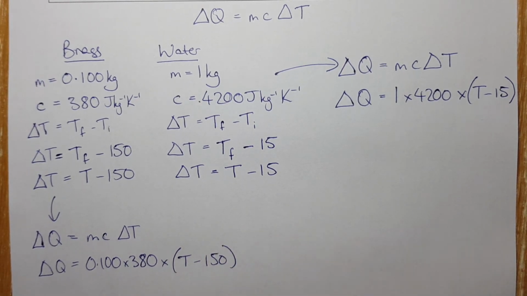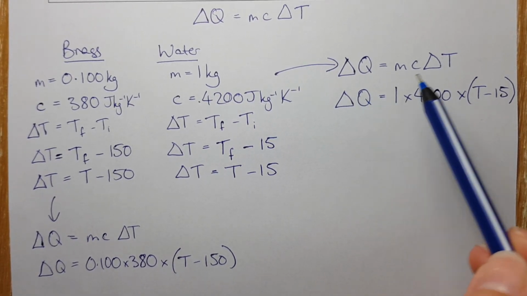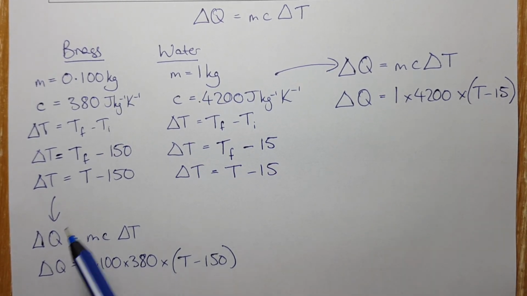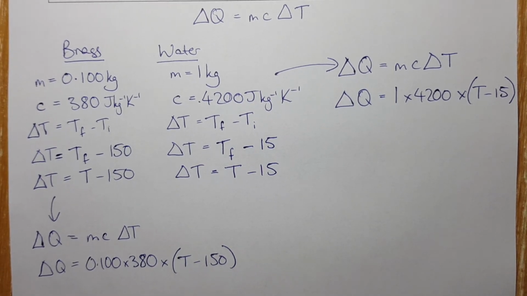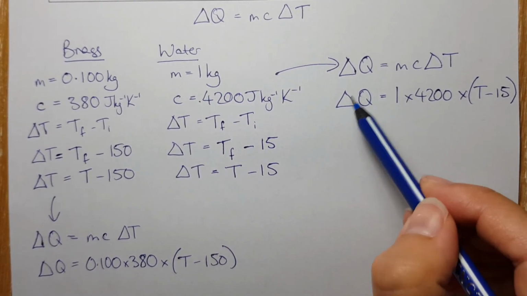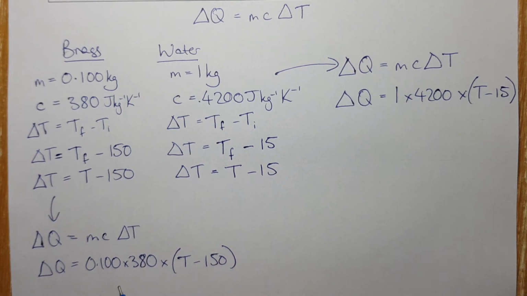Okay, now here's the key. Here's the key to the whole thing. This number is positive. The water's gaining energy. And this number is negative because the brass is losing energy. Let's just say the number's 10. So the water is gaining 10 joules. So this number would be 10. And the brass would be losing 10 joules. So this number would be minus 10.